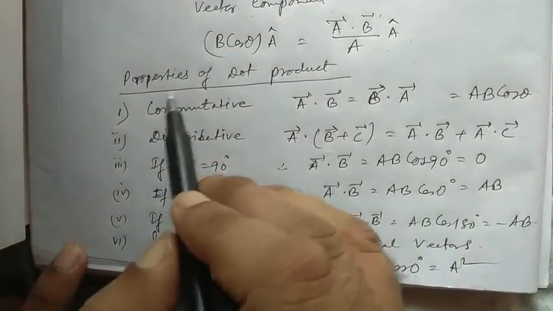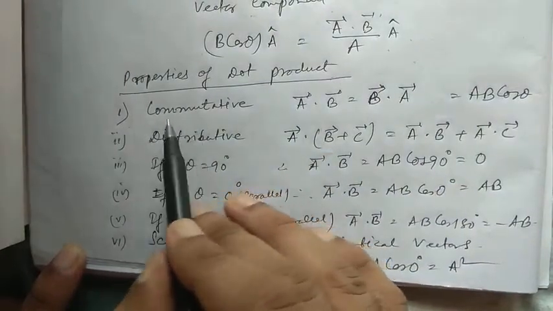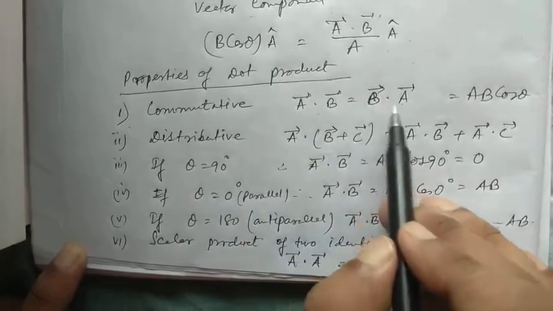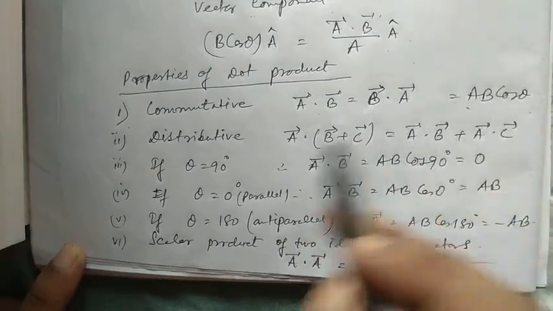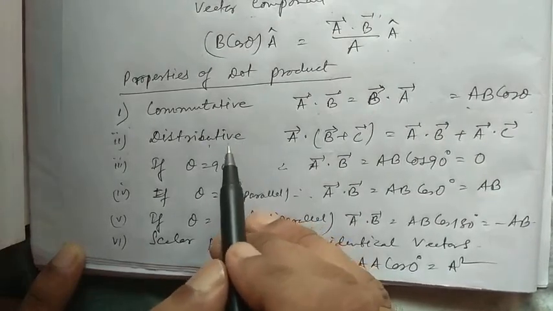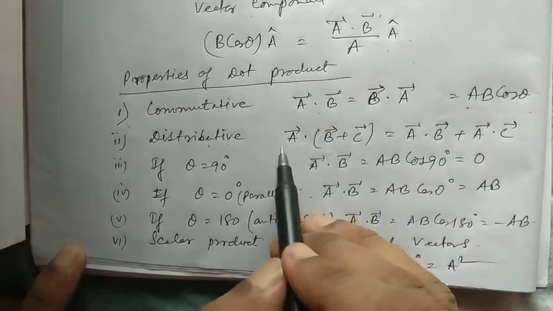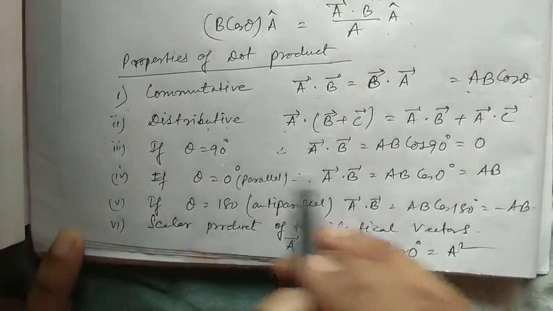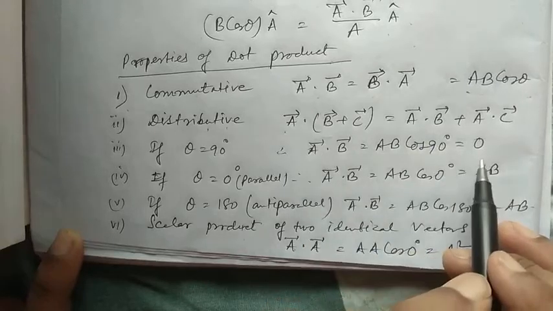Now let us discuss some properties of the dot product. The first property that we are going to explain is commutative. You all know A vector dot B vector is equal to B vector dot A vector, because both result in AB cos theta, a scalar quantity. Second one is the distributive property, distributive over addition, because B vector plus C vector dot product with A vector results in this. If theta is equal to 90 degrees, we replace the value of theta as 90, cos 90 is equal to 0, therefore the product of the two vectors becomes 0.